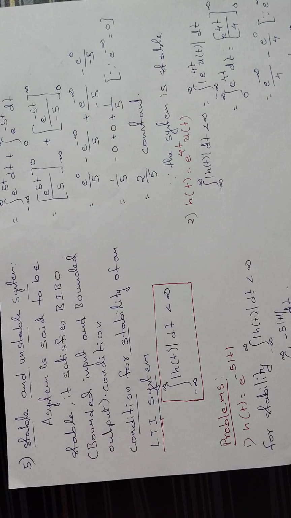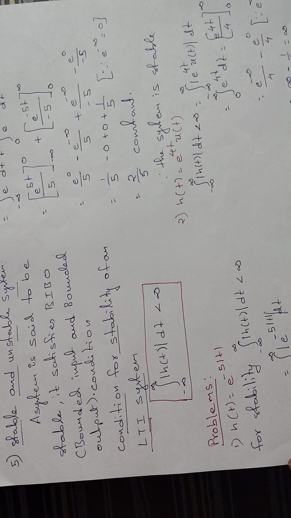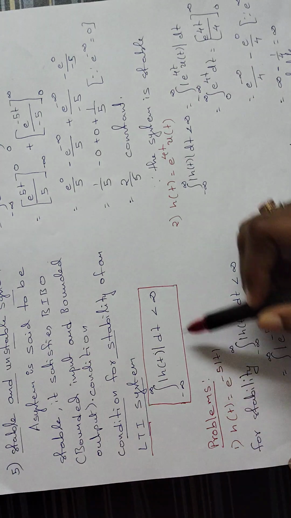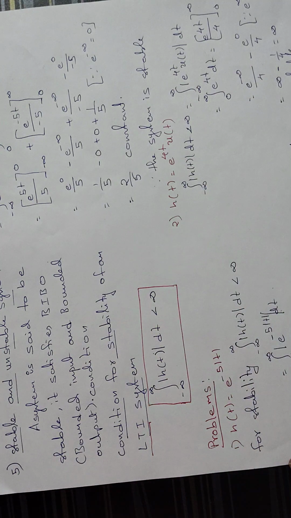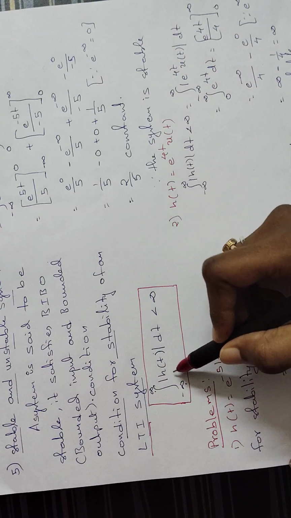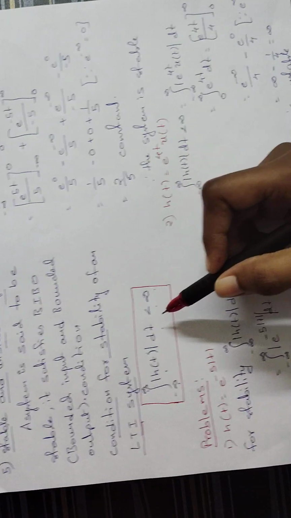For this type of systems we have to find the stability. Time invariant systems are the systems which do not vary with time. Not varying with time means it is in a stable condition. For that type of systems we have to find the condition. So this is the condition of stability: integral from minus infinity to infinity of mod h of t dt less than infinity. This is the impulse response.